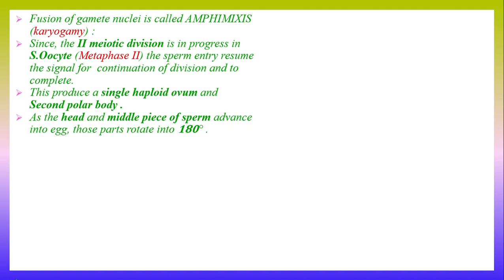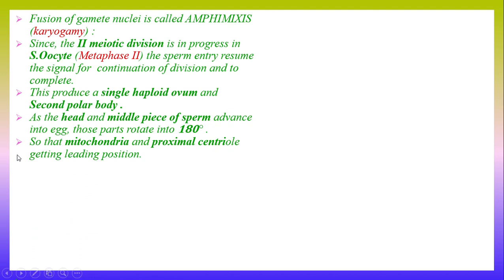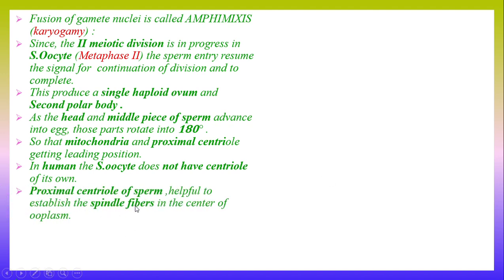So this head and middle piece of the sperm rotate 180 degrees. அப்படி 180 degree rotate ஆகிறதுனால இப்போ எது முன்னாடி வந்துரும்? So that the mitochondria and the proximal centriole get the leading position. முன்னாடி பக்கம் வந்துரும். ஓகே, mitochondria எதுக்கு? எனர்ஜிக்குன்னு சொல்லியிருக்கோம். இப்போ பார், the human secondary oocyte does not have a centriole. நல்லா கவனிச்சுக்கணும், மறுபடியும் சொல்றேன். Secondary oocyte, that means the egg female gamete-ல centriole கிடையாது. அதுக்கு தேவையான centriole யார் கொடுக்கறா? Sperm தான். That is the proximal centriole of the sperm. Okay, இங்க பார், the proximal centriole of the sperm helps to establish the spindle fiber in the center of the ooplasm. இப்போ ooplasm-க்கு உள்ள வந்த sperm and the proximal centriole-னால spindle fibers form ஆகுது. Nucleus of the sperm is now called the pronucleus.